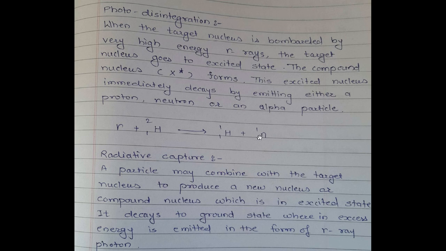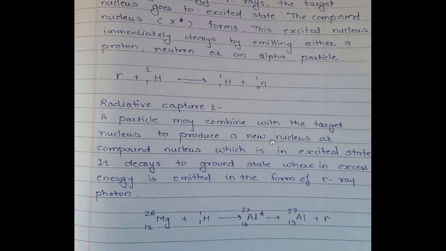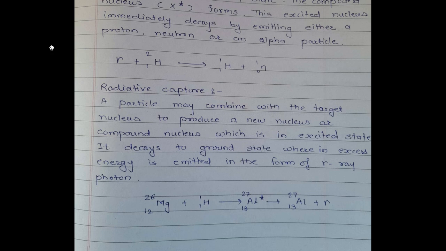If the gamma ray photon is released as a product particle, then this type of reaction we call the radiative capture reaction. What is happening in photodisintegration? The gamma ray photon is the projectile particle, whereas in the radiative capture process the gamma ray photon is the product particle. Here it is the projectile or incident particle. Here it is the product particle.